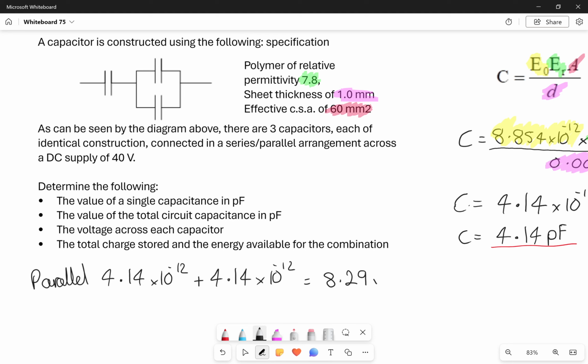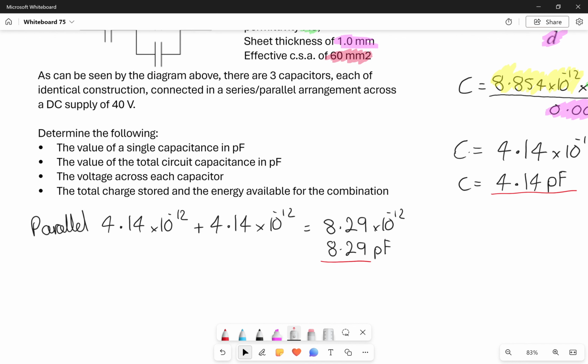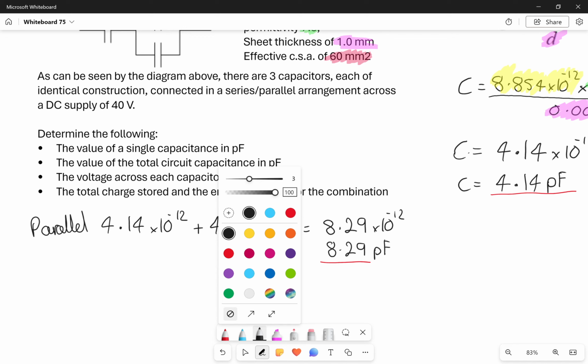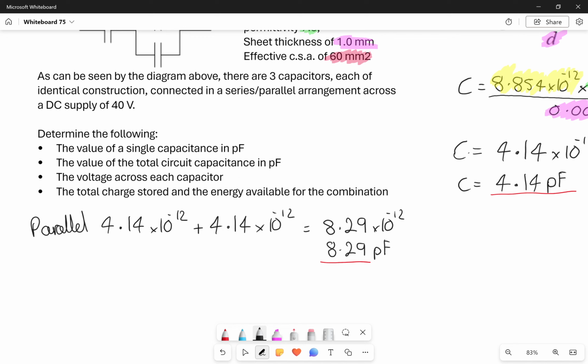My rounding may be a little bit random, but you get the idea. And that again will be in picofarads. So that is the parallel part taken care of. Now what we need to do is establish the series part, and now effectively what we've changed is we've now created a circuit with two equivalent series capacitances.